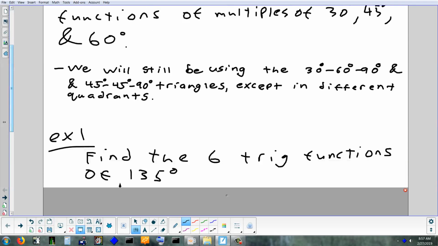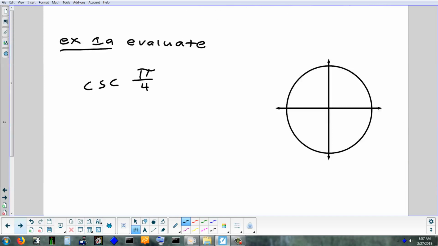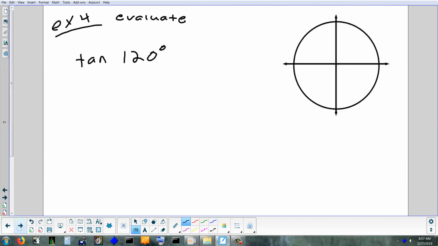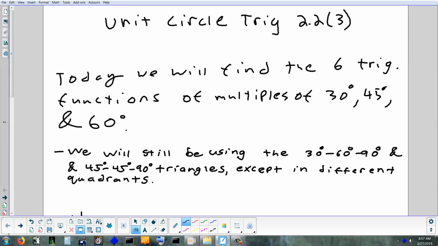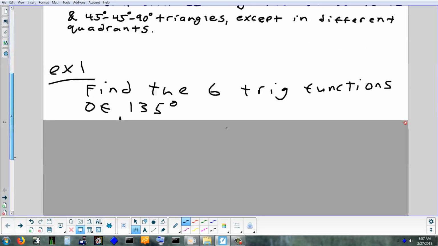Also, since we've been doing it a lot, I'm not going to do all 6 trig functions in every problem. Okay, the first one, we'll try finding all 6. But then after the first one, I'm just going to ask you for one problem. Okay, just the cosecant, just the sine, just the cosine. That's more of how it's going to be on the test. Okay, but we'll do one more where we practice all 6.